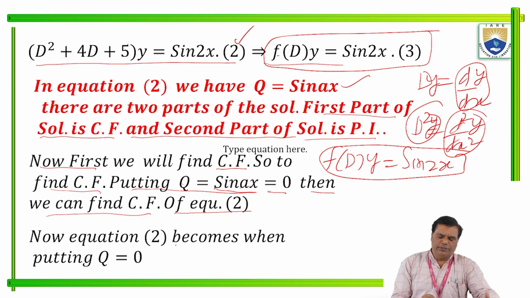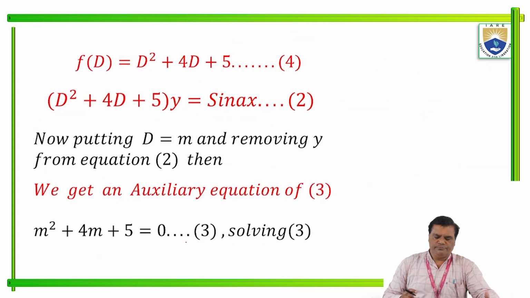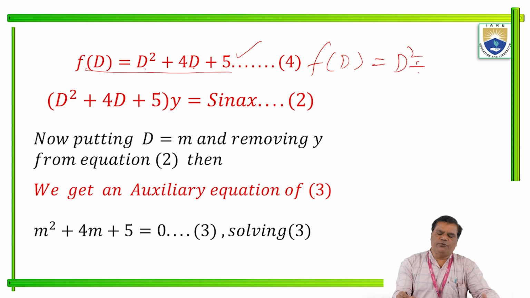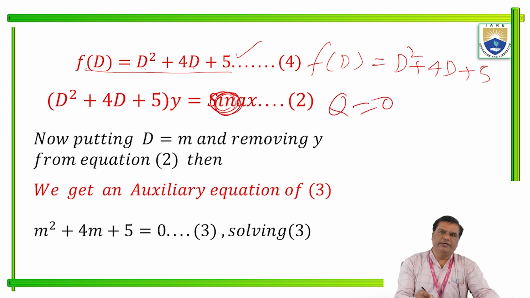Now equation 2 becomes, when putting q equal to 0, f(D) equal to D square plus 4D plus 5. This is f(D), the function of D. So D square plus 4D plus 5, y equal to 0. Here q is taken as 0, so the right hand side is 0.